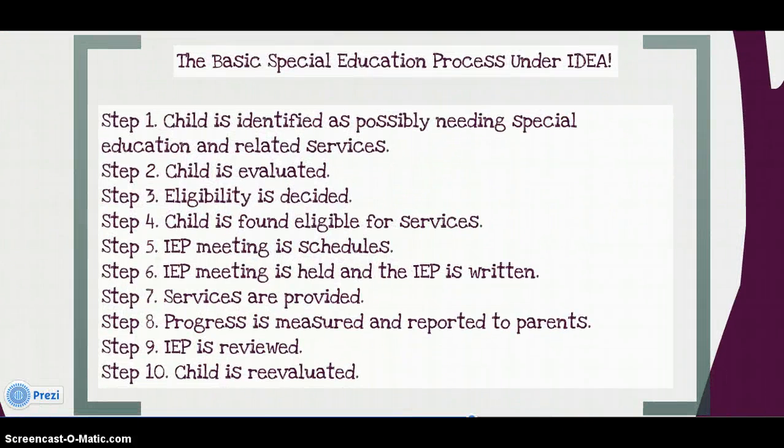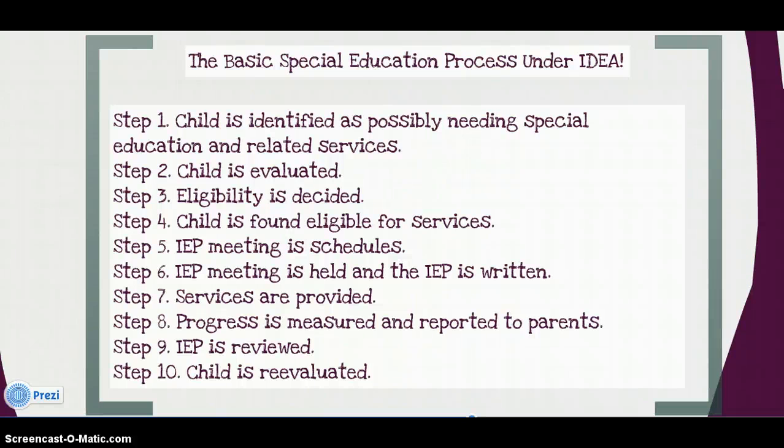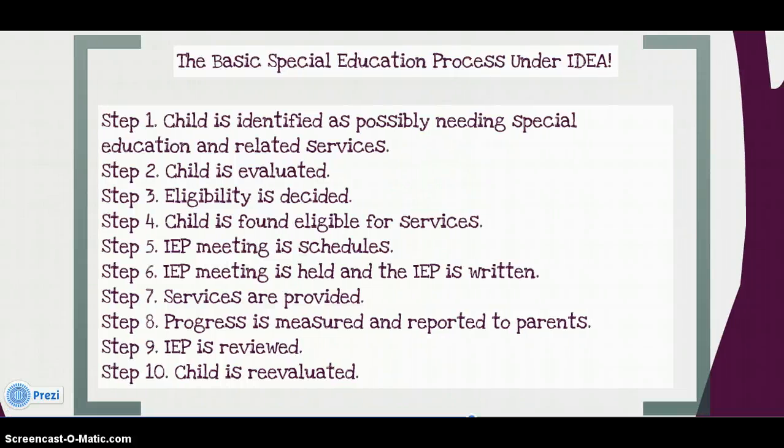The basic special education process under IDEA is steps 1 through 10. Number 1, child is identified as possibly needing special education and related services. Step 2, child is evaluated. Step 3, eligibility is decided. Step 4, child is found eligible for services. Step 5, IEP meeting is scheduled.